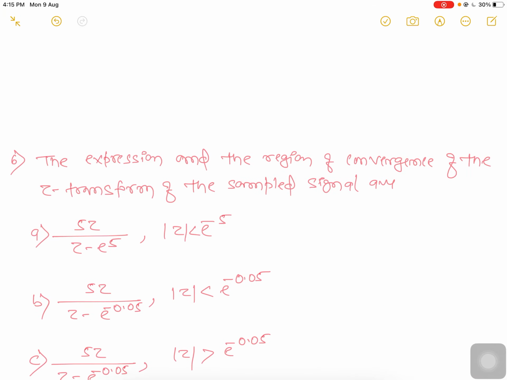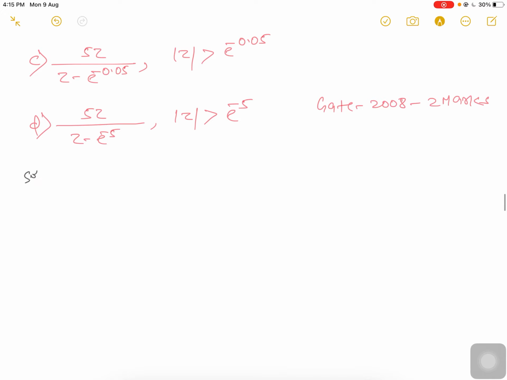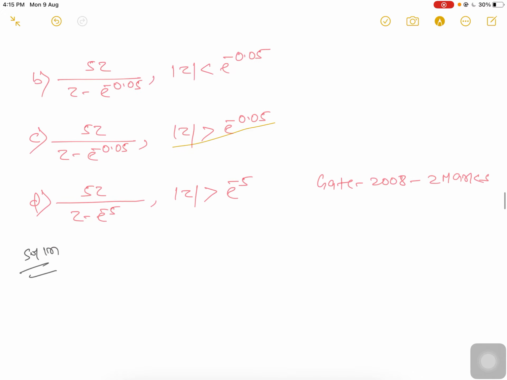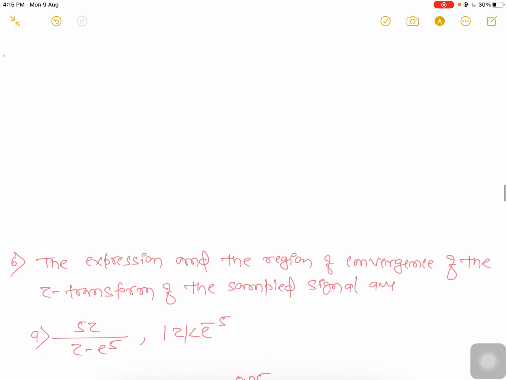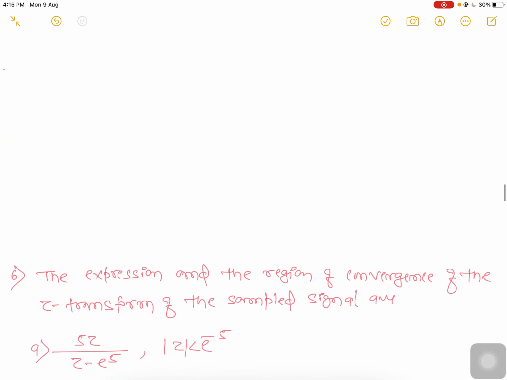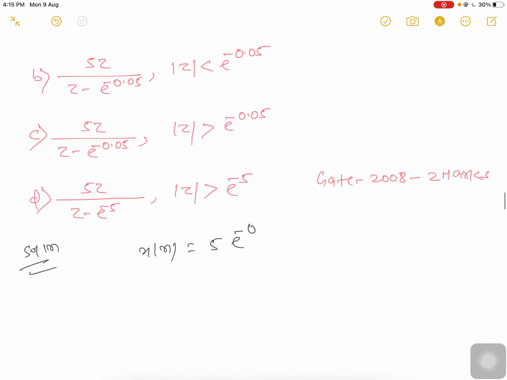Now comes the next question. The expression and region of convergence of the Z transform of the sample sequence is. Here is the sample sequence we get. We got the sample sequence xn is equal to 5 e to the power minus 0.05 n, okay, we got this one. Then we have to find out the Xz.